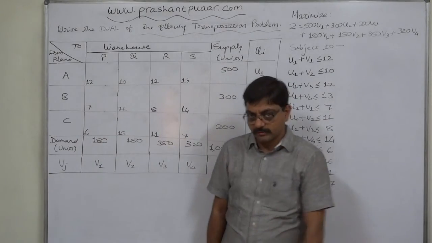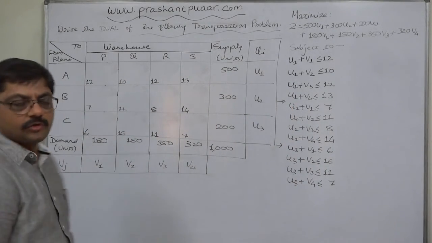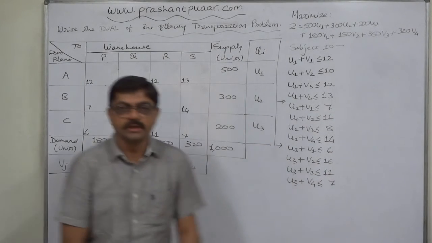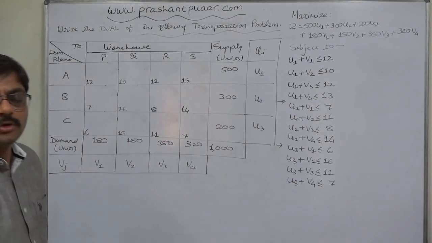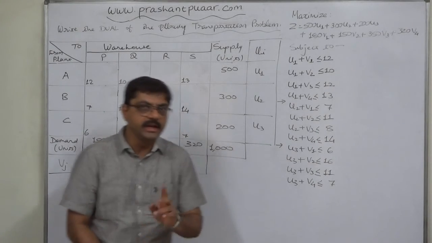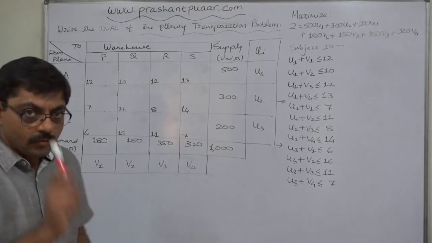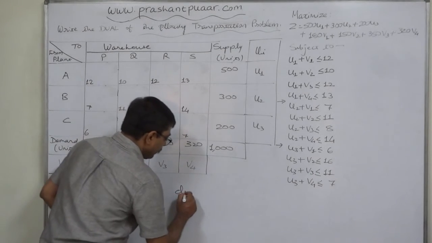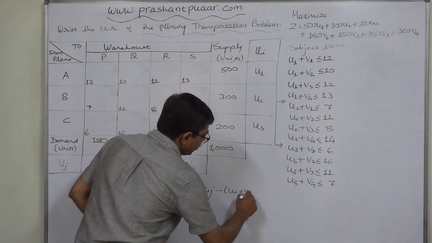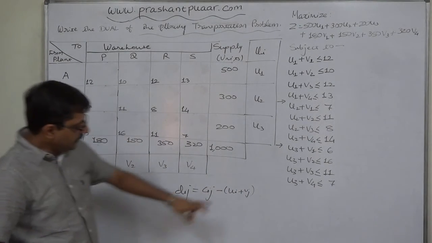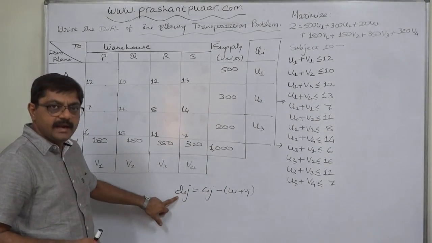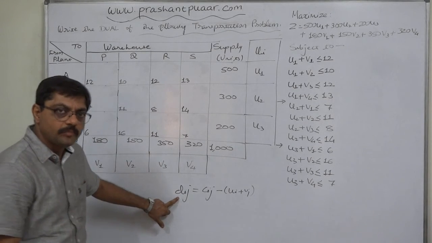for an optimal solution. Remember the calculation of Dij. If any Dij value is negative, the solution is not considered optimal. So to have the solution considered optimal, all Dij values should be 0 or positive. What is the formula of Dij? The formula of Dij is Cij minus (Ui plus Vj). That means if Ui plus Vj is greater than Cij, the Dij value will be negative, and we conclude that it is not an optimal solution.